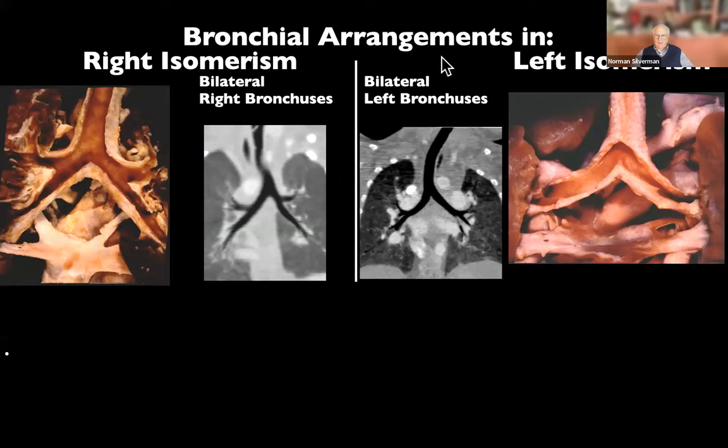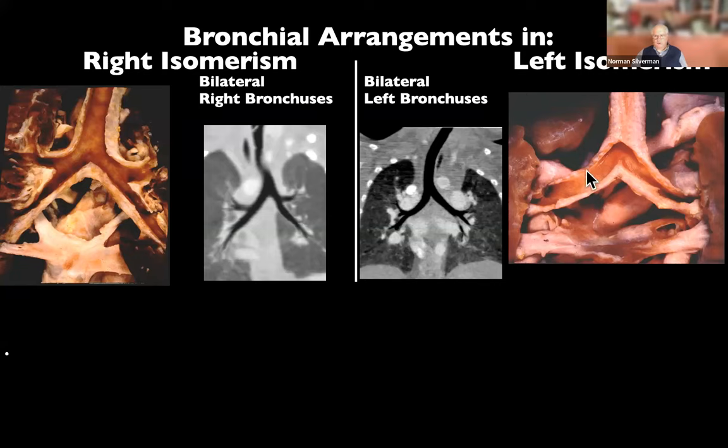So now we talked about the bronchial arrangement in right and left isomerism. And here are two beautiful dissections from Professor Robert Anderson, which show classical bilateral bronchi on either side of this dissection. And so this is bilateral right bronchi, more commonly and easier to see indicators of the type of isomerism. And in addition, here is an example of infradiaphragmatic total anomalous pulmonary venous return. Now we can see this by CT scan, we can see it by MRI, we can diagnose this in the fetus. This is a postnatal example.